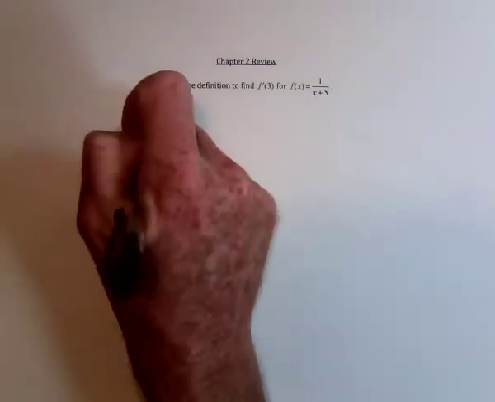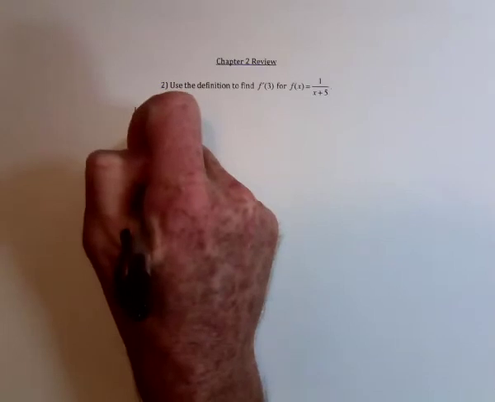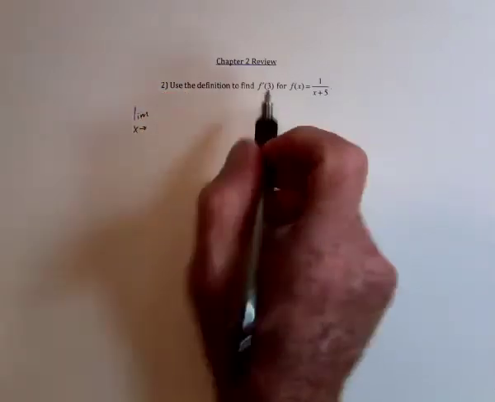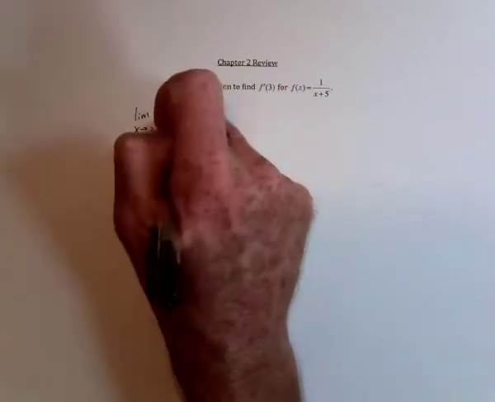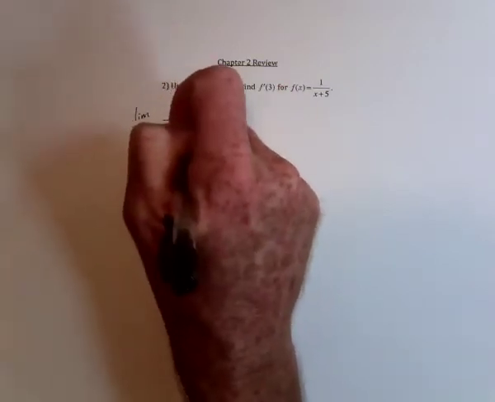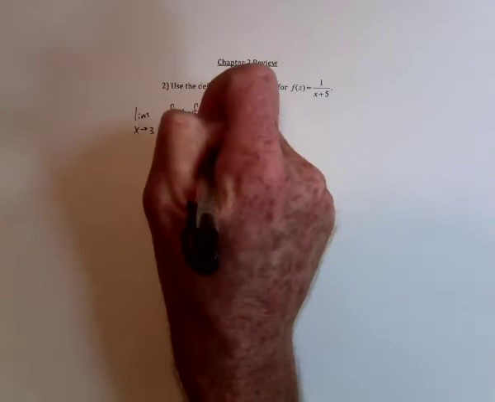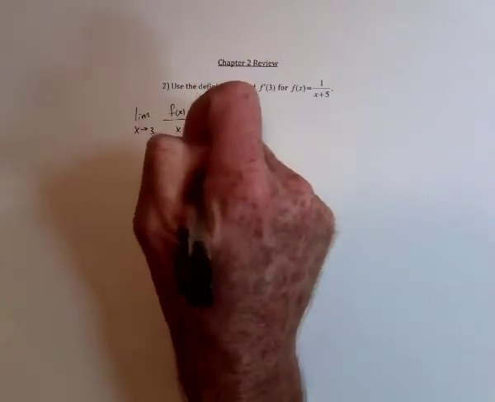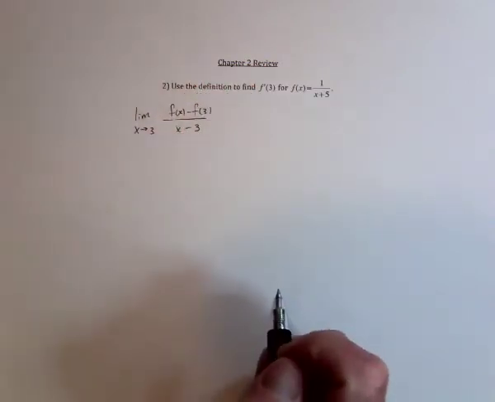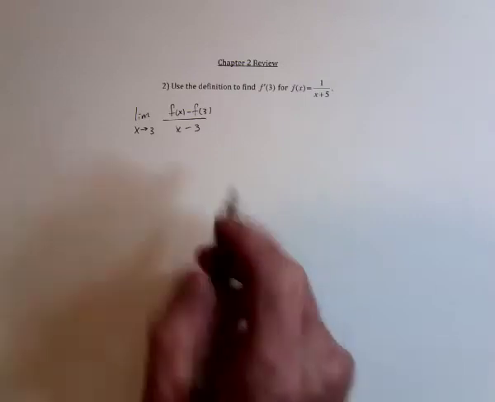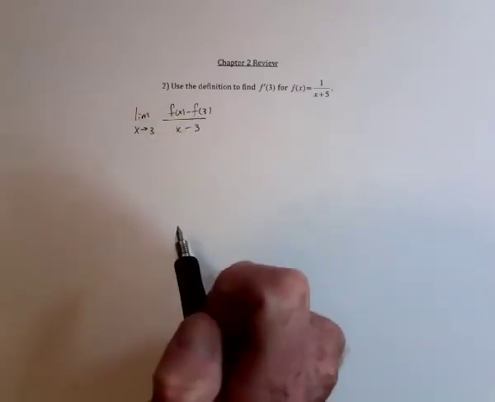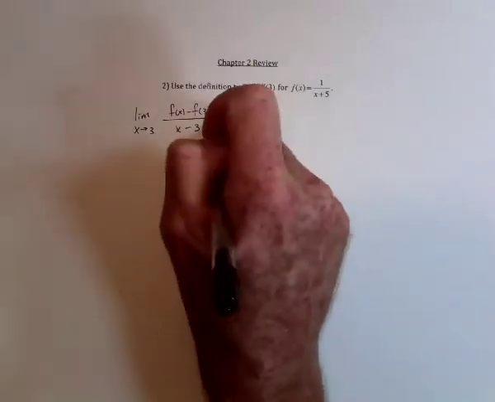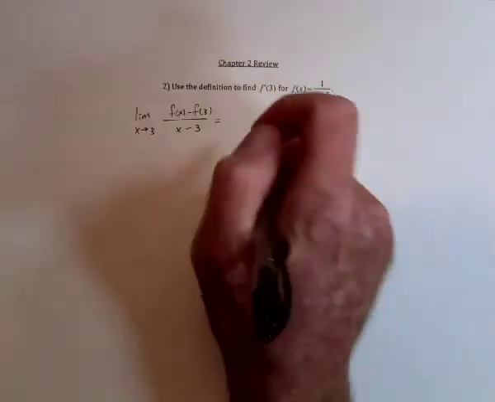So here we use the definition of the derivative. The limit as x approaches the number 3, and then what is essentially the rise over the run: subtract the two y values divided by subtract the two x values, or the change in y over the change in x. Alright, there's the definition, and now apply that to this function right here.